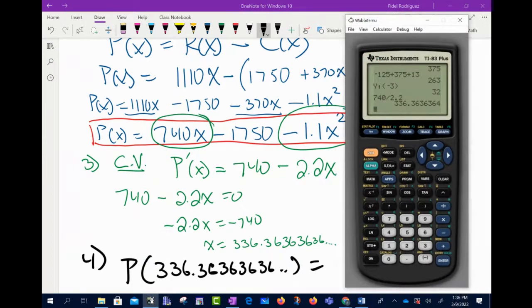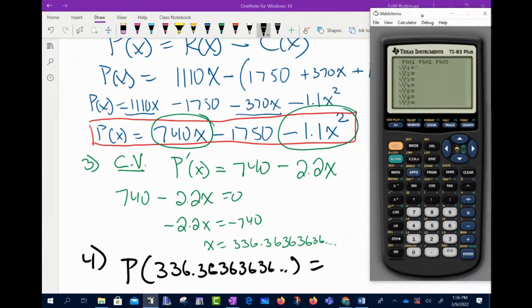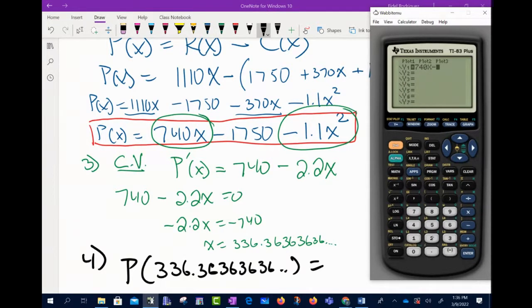I'm going to go ahead and go to my y equals. I'm going to clear that first function that we had, and I'm going to write in my profit function. So remember, my profit function is the one that we have right here, the 740x minus 1750 minus 1.1 x squared. I hit x squared. There we go. Enter that in.